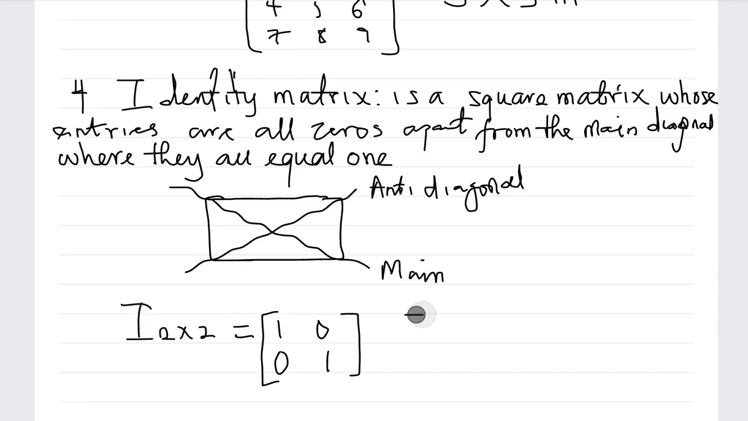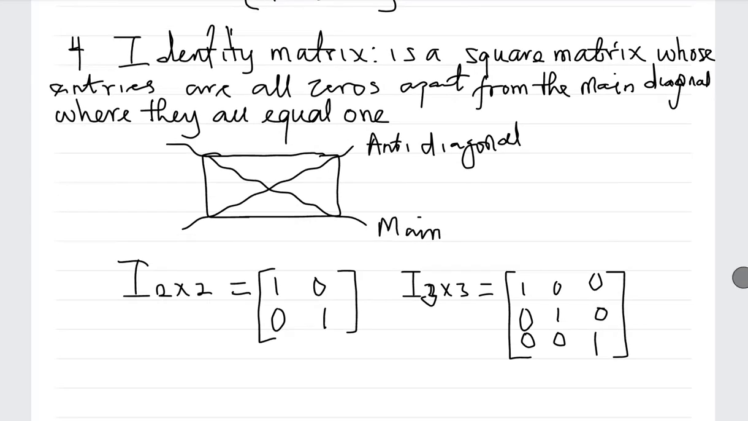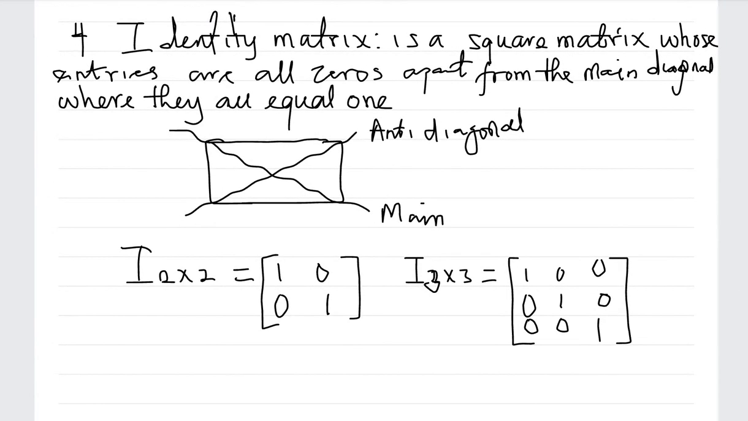What if I want to write the identity of 3 by 3? You must know this one. Identity of 3 by 3 will be 1 0 0, 0 1 0, 0 0 1. Can you see now that every other thing here is zero except on the leading diagonal? So that is what we are trying to explain first. Are you following now?